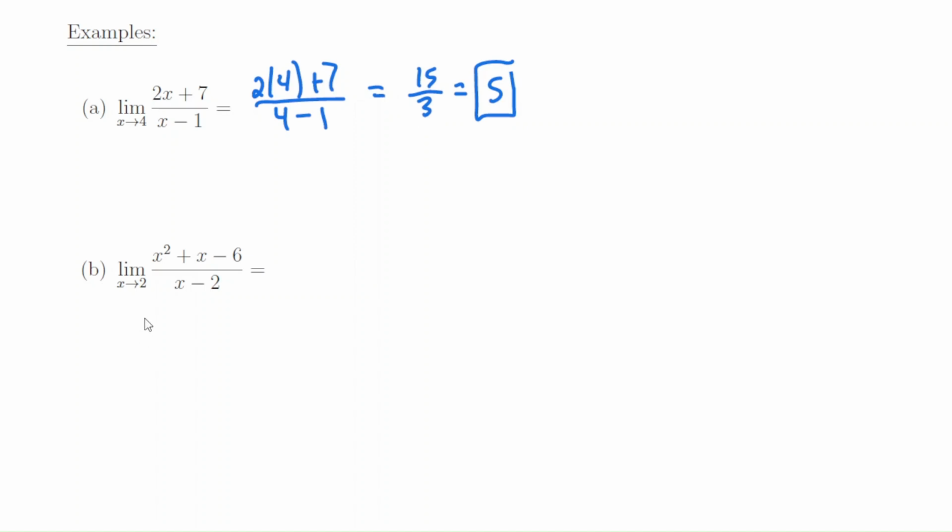I don't know why I keep making the answer be 5, but anyways, the answer is 5. Okay, what about this example? Well, this is the one we just looked at. Okay, we can write this as limit as x approaches 2, and then you factor the numerator and the denominator. So I'm not going to do that one again.